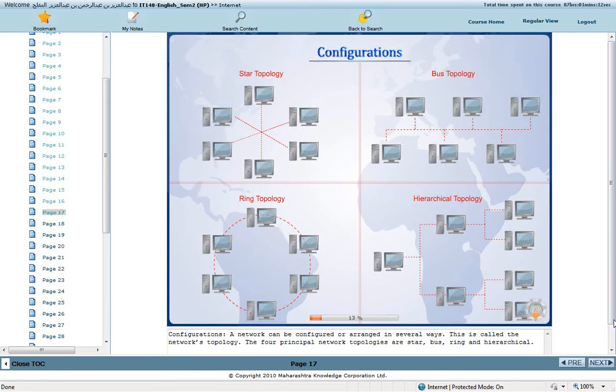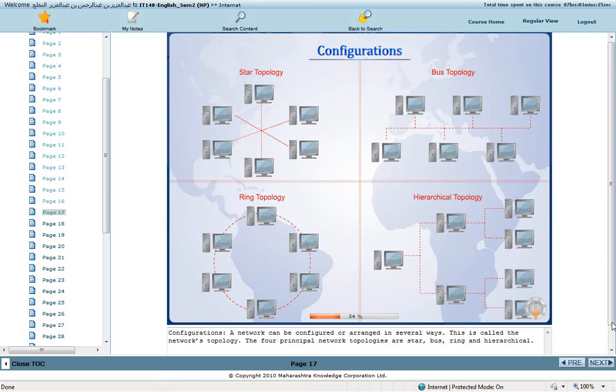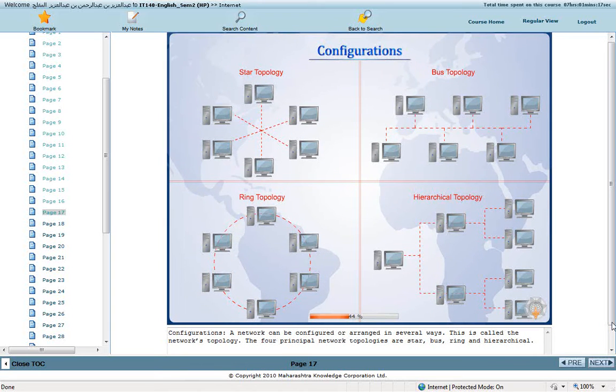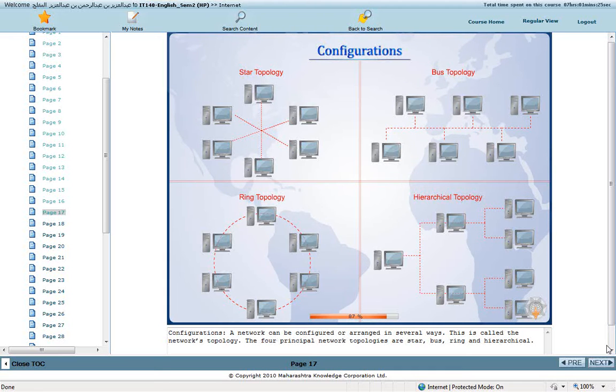Configurations. A network can be configured or arranged in several ways. This is called the network's topology. The four principal network topologies are star, bus, ring, and hierarchical.